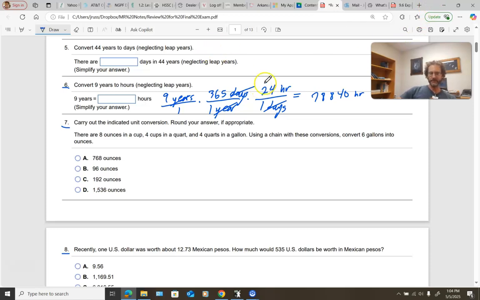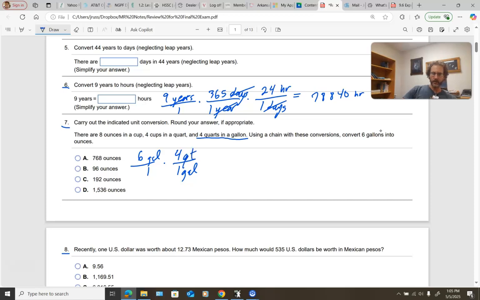All right, number 7. It says carry out the indicated unit conversion. Round your answer if appropriate. So it says there's 8 ounces in a cup. You culinary students will be familiar with this. 4 cups in a quart and 4 quarts in a gallon. So it says using a chain with these conversions converts 6 gallons into ounces. So we're going to start with 6 gallons. Now we're going to go from gallons to quarts. And it says right here, these are all your conversion factors. In 1 gallon, there are 4 quarts.